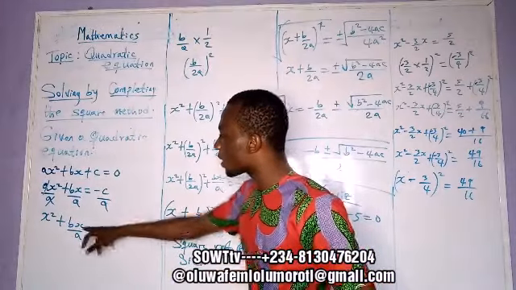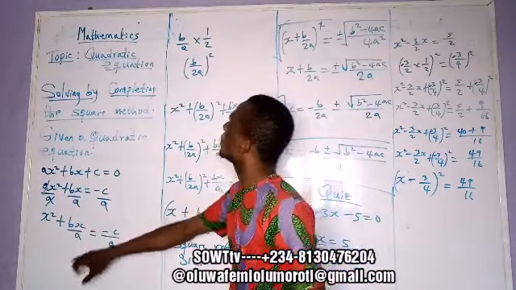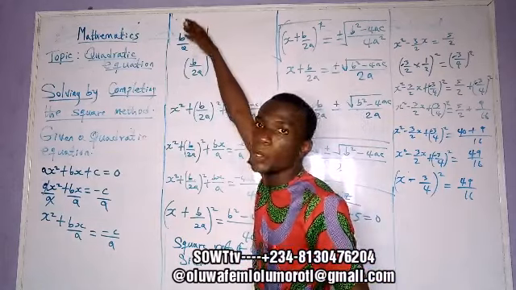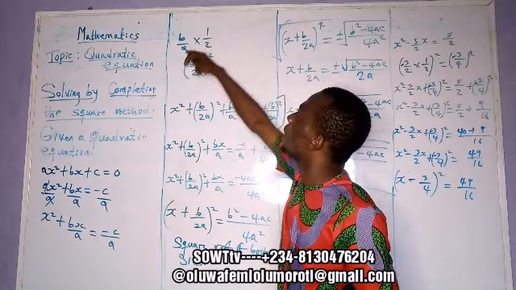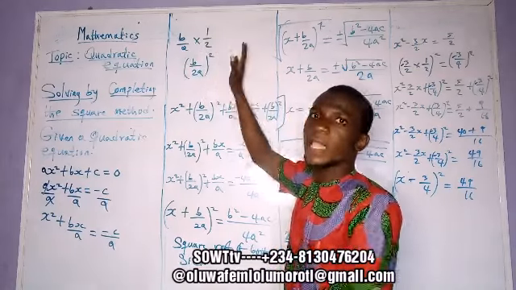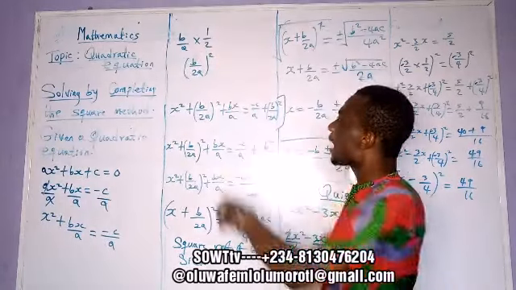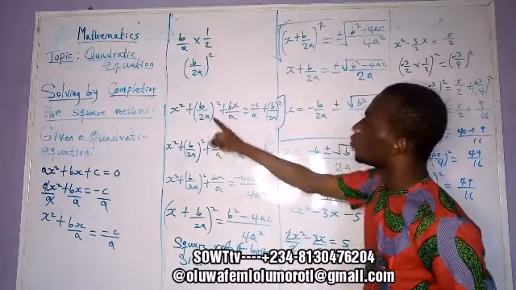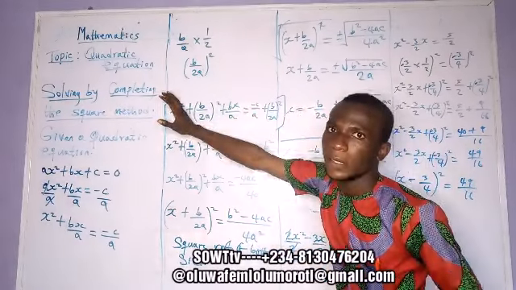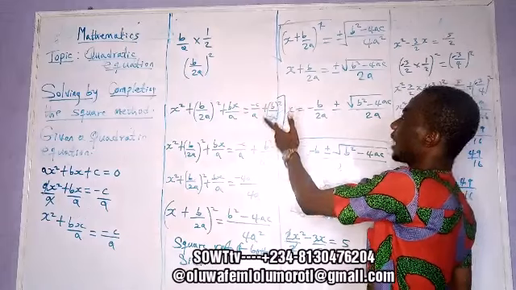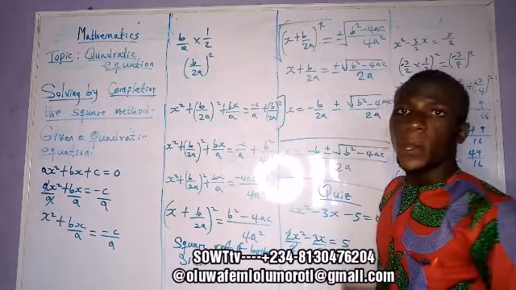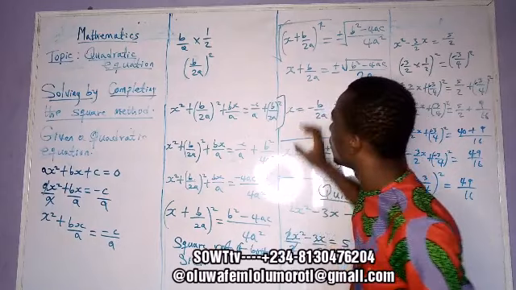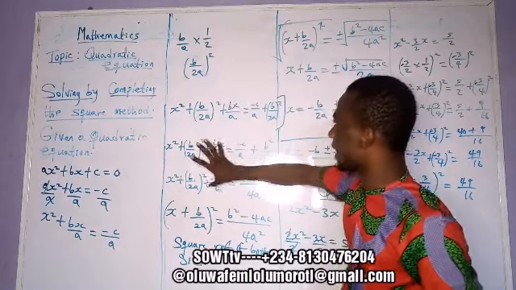The coefficient of x here is b over a. That is what we have on the board. B over a multiplied by 1 over 2: b times 1 gives b, a times 2 gives 2a. Then square it, and add it to both sides. This is the addition on the left hand side, and this is the addition on the right hand side. The next thing is to leave this left hand side like that.